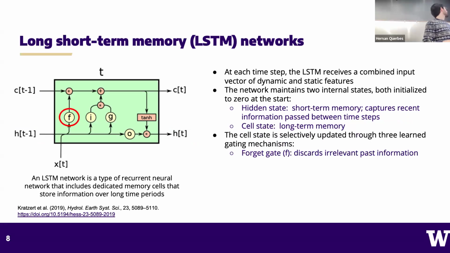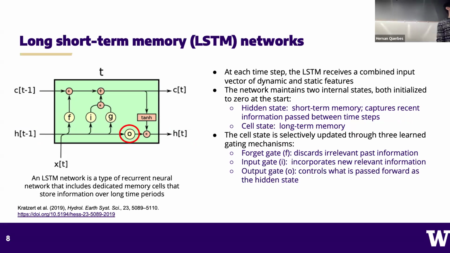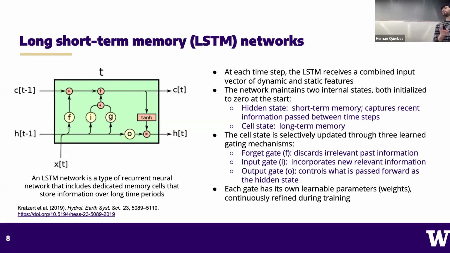This cell state is updated by different mechanisms. One is the forget gate that discards information that's not useful anymore. The input gate incorporates new information to the network. And finally, the output gate is what controls which information is passed as a hidden state. Each gate has its own learnable parameters. Those are the weights that characterize our model.